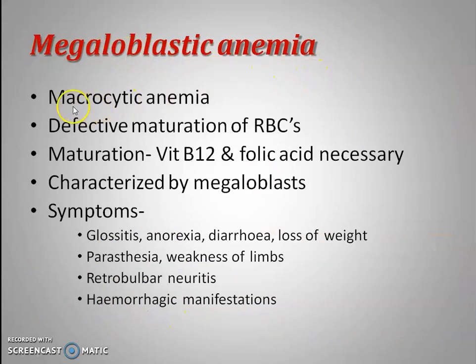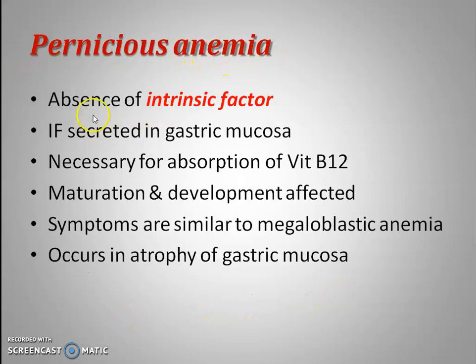Megaloblastic anemia, also called macrocytic anemia. Defective maturation of RBCs. For maturation, vitamin B12 and folic acid are necessary. Characterized by megaloblasts. Symptoms are glossitis, anorexia, diarrhea, loss of weight, paresthesia, weakness of limbs, retrobulbar neuritis, hemorrhagic manifestations. Then pernicious anemia: absence of intrinsic factor secreted in gastric mucosa, necessary for absorption of vitamin B12, so maturation and development are affected. Symptoms are similar to megaloblastic anemia, occurs in atrophy of gastric mucosa.